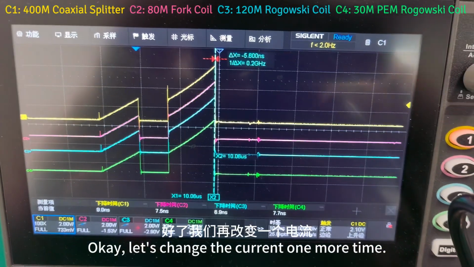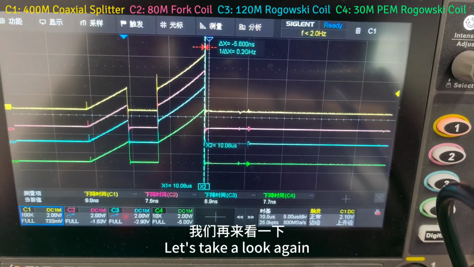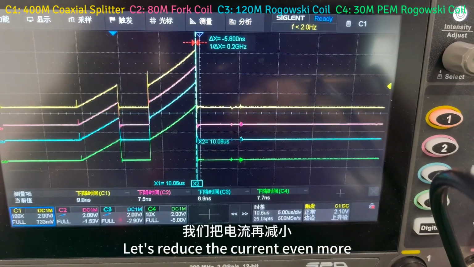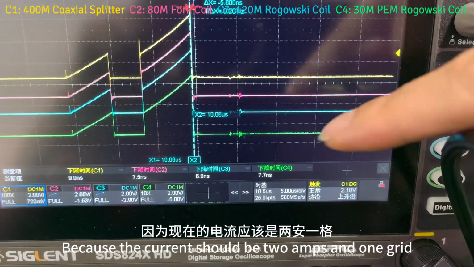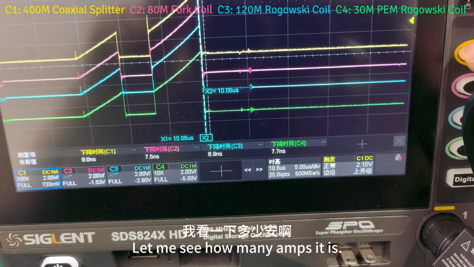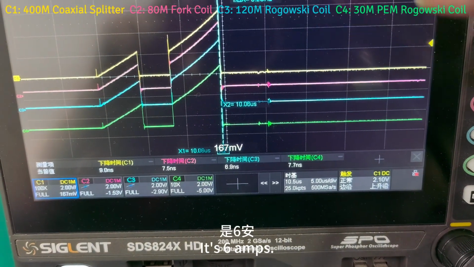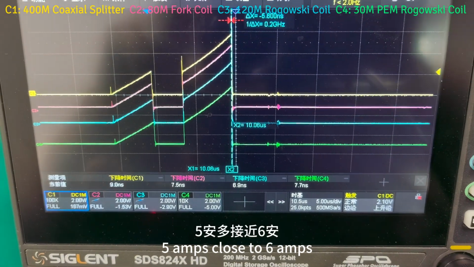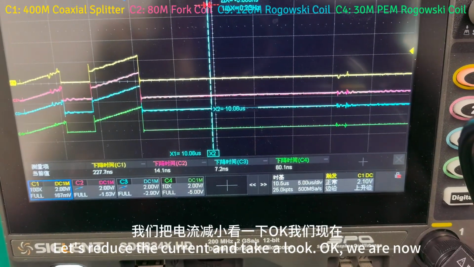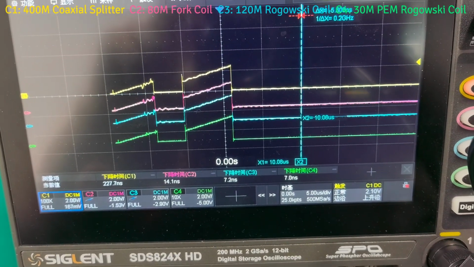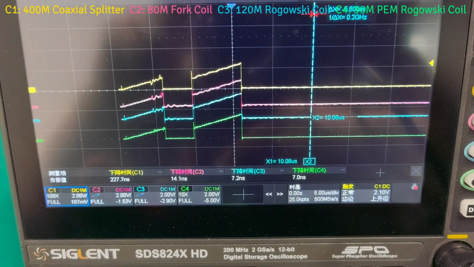Okay, let's change the current one more time. Let's take a look again. Let's reduce the current even more, because the current should be 2 amps per grid. Let me see how many amps it is. The peak current should be 6 amps, 5 amps, close to 6 amps. Let's reduce the current and take a look. Okay, we are now retriggering it.